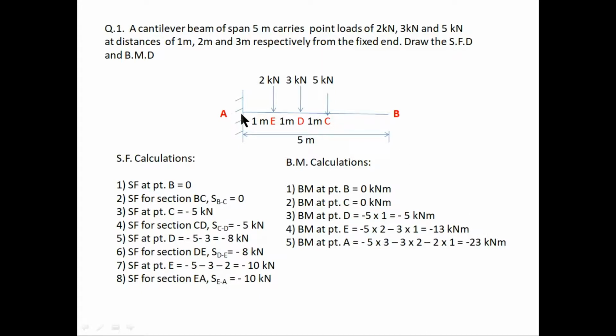And then BM at point A. Now the moment here is going to be because of all three forces. So again we'll calculate BM at point A is equal to minus 5 into 3 minus 3 into 2 and minus 2 into 1. So that is 15 and 6 and 2. That comes to minus 23 kilonewton meter.